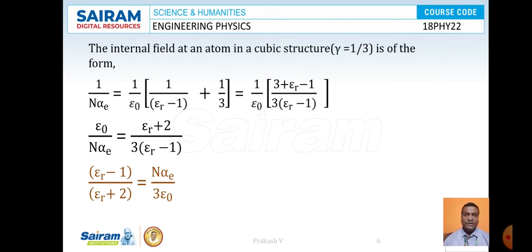On further simplification, we get epsilon r minus 1 by epsilon r plus 2 is equal to N alpha E by 3 epsilon 0. This equation is known as the Clausius-Mossotti relation. That is, epsilon r minus 1 by epsilon r plus 2 is equal to N alpha E by 3 epsilon 0. Here epsilon r is the relative permittivity of the material, epsilon 0 is the dielectric constant of vacuum, N is the number of atoms per unit volume of the material, and alpha E is the electronic polarizability of the material. So this is what the Clausius-Mossotti relation is about.